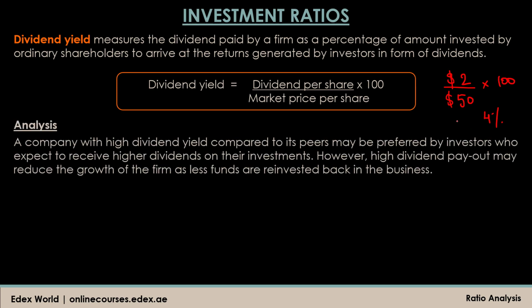A company with higher dividend yield may be preferred by shareholders who are expecting higher dividend on their investment. But shareholders who are expecting more growth from the company don't want dividends to be paid out currently. They want higher growth from the firm. For such investors, they don't mind having a firm with lower dividend yield, but they obviously expect the company to grow at a very fast pace.